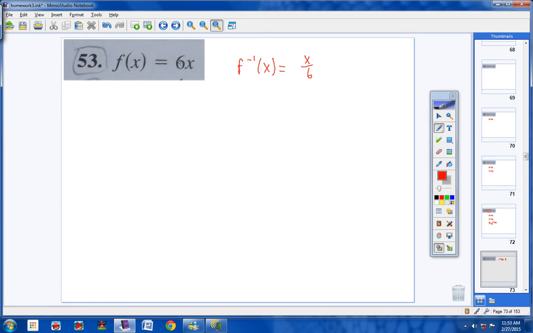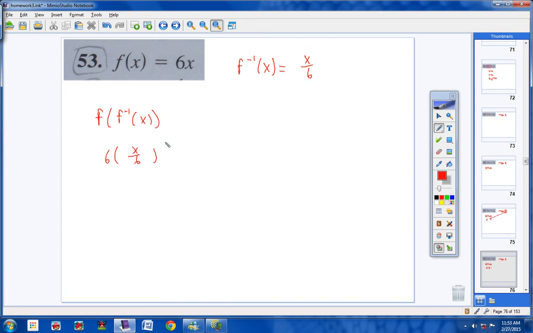Now we're going to use composition to prove that my answer is correct. We're going to do it two different ways. Now the first composition is f of f inverse of x. So I take my f function, which is 6x, and where the x is, I put a big parentheses. Then I pick up my inverse function, this, and I put it in right here into the parentheses, which would be this.